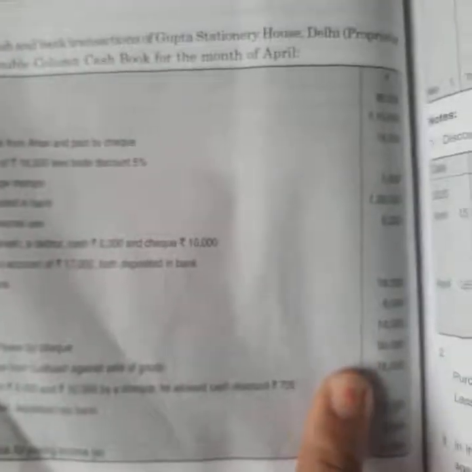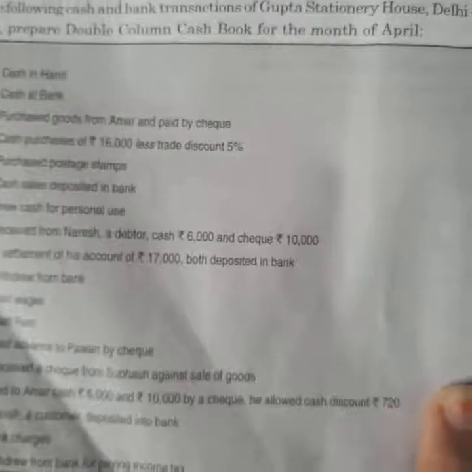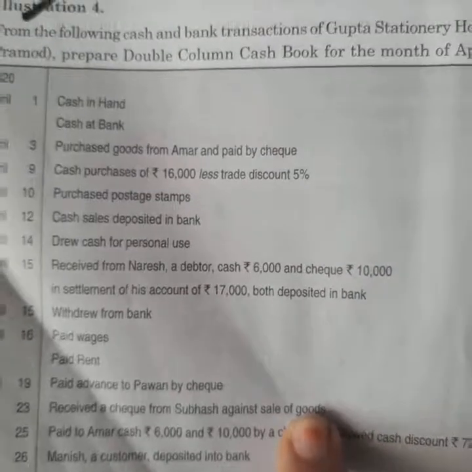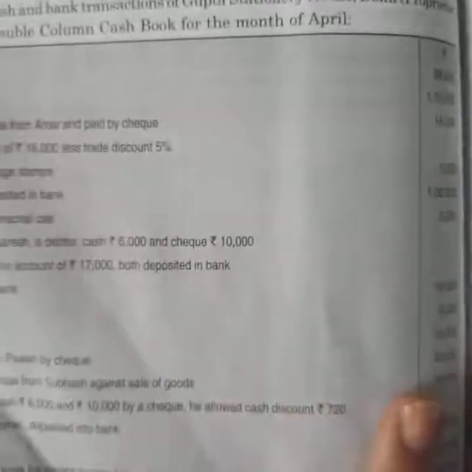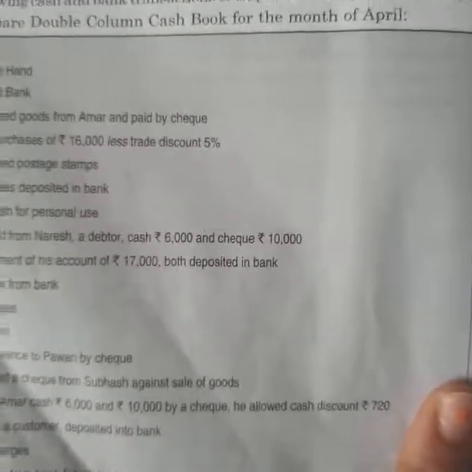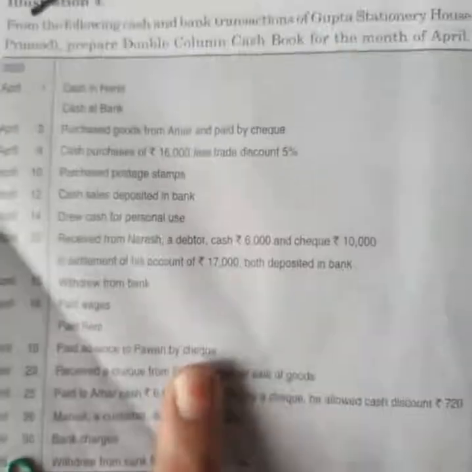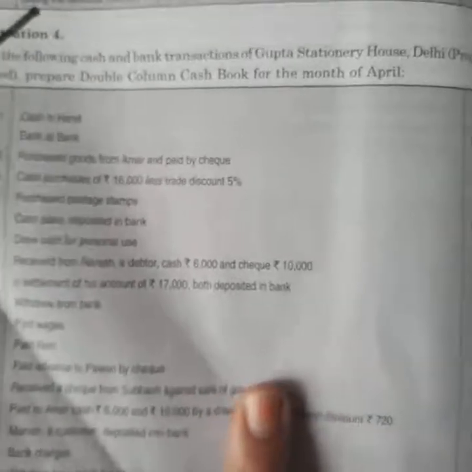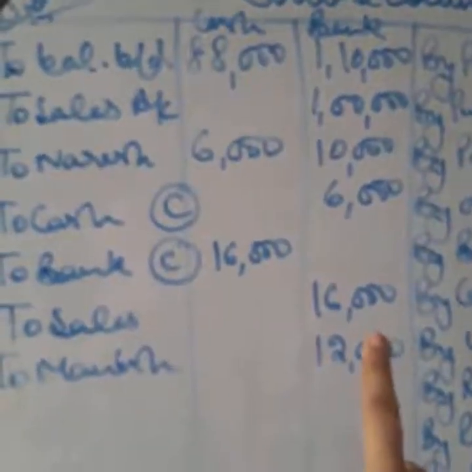So we are receiving the amount 16,000 from Subhash. The entry will be, it is against the sale. So bank account debited to sales account. This is for rupees 16,000. And no information is mentioned about the deposit of the check. We'll assume that the check has been deposited the same day. So we'll write bank debit to sales, bank debit to sales 16,000.